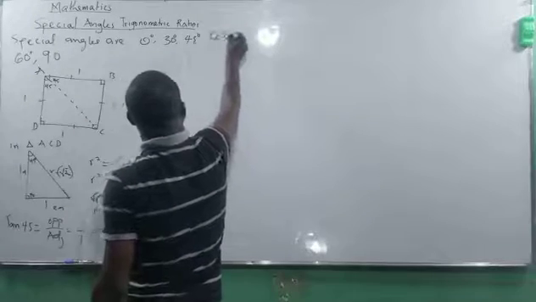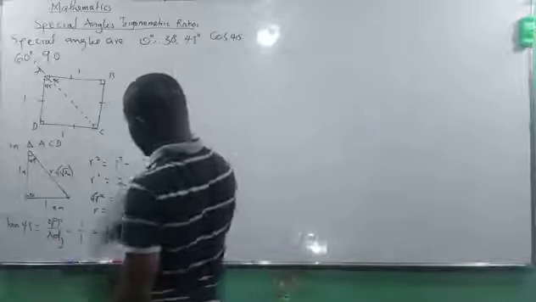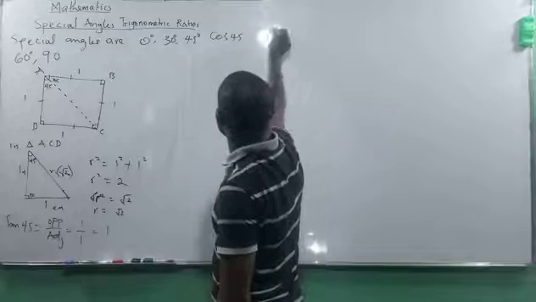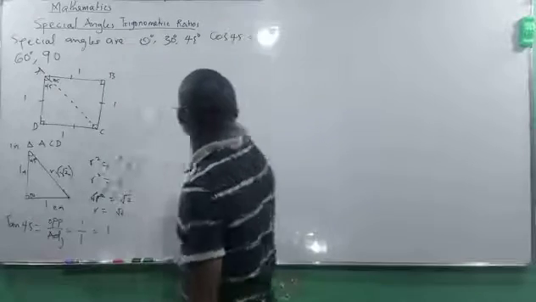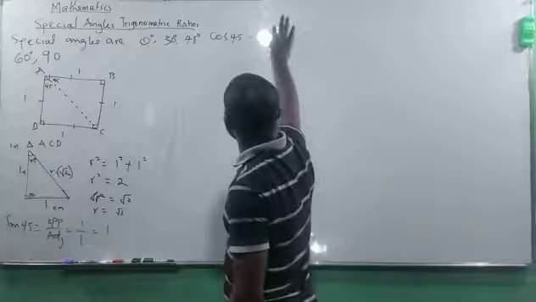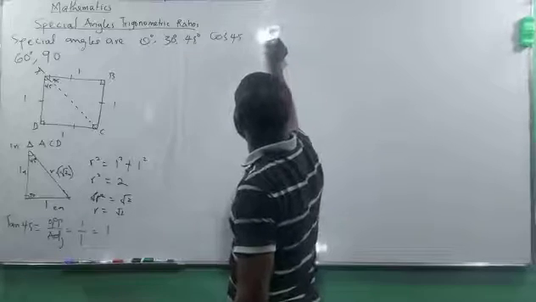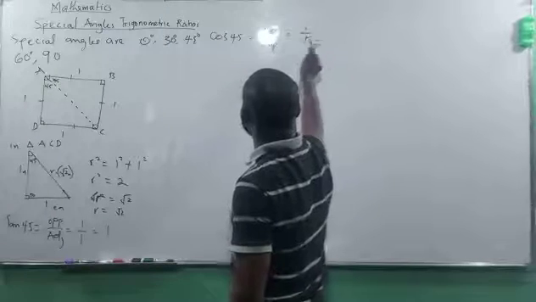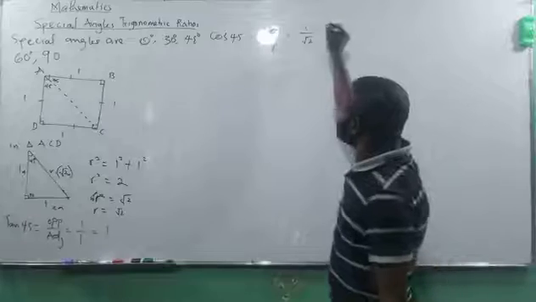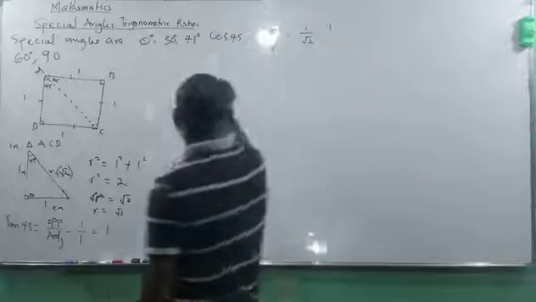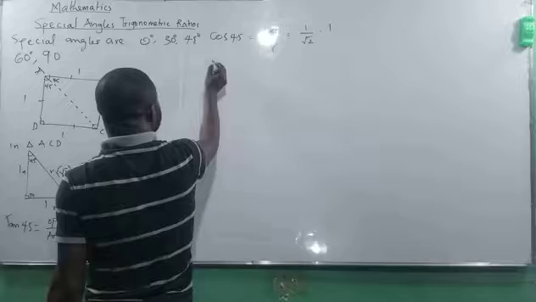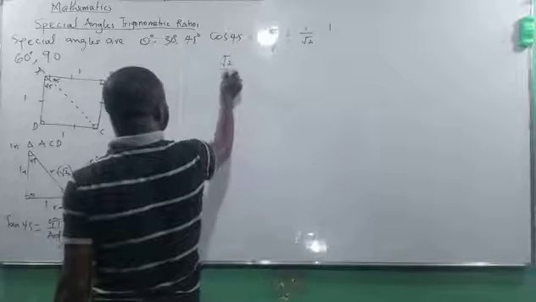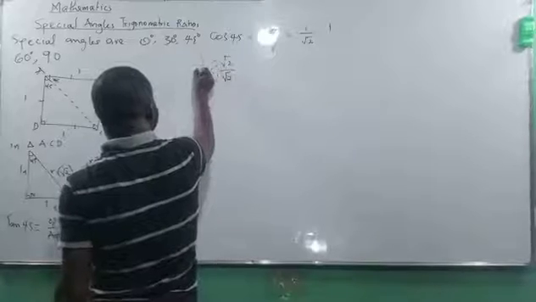Now, cos theta, cos 45, will be equal to adjacent all over hypotenuse, which is equal to 1 all over root of 2. It's not right for us to leave our answer like this. You all know that we multiply by 1, which means we are rationalizing. That 1 is equal to root of 2 divided by root of 2. It means root of 2 all over root of 2 multiplied by 1 all over root of 2.